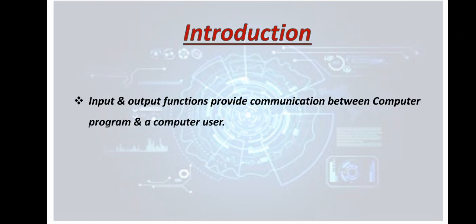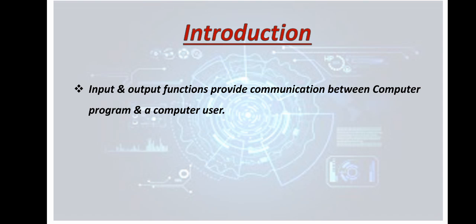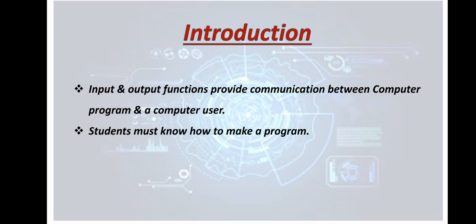Coming towards the introduction, input and output functions provide communication between the computer program and the computer users. Input is actually used to give data into the computer, and output displays the data on the screen, or we can say that these are the results that are displayed on the screen. Then student must know how to make a program. Like in chapter number 1 you learned how to make algorithms and flowcharts. Now in this chapter you will study how by using the input and output functions you will be able to make a program.